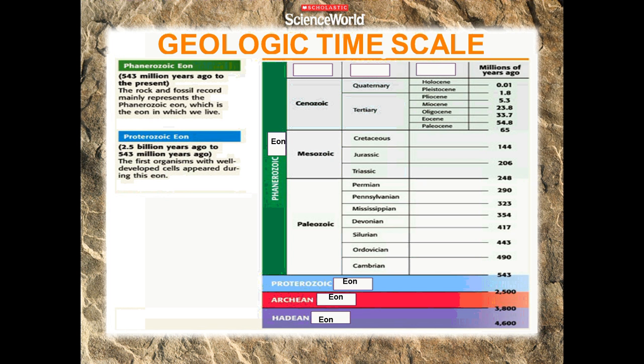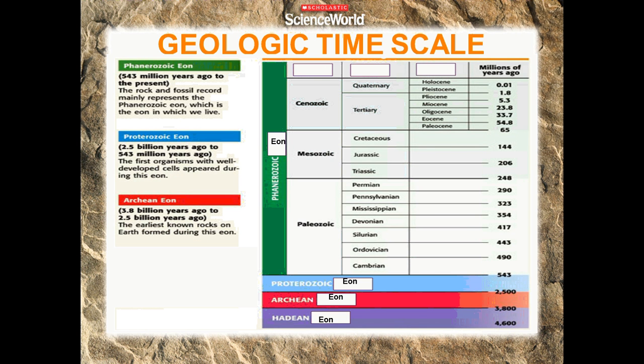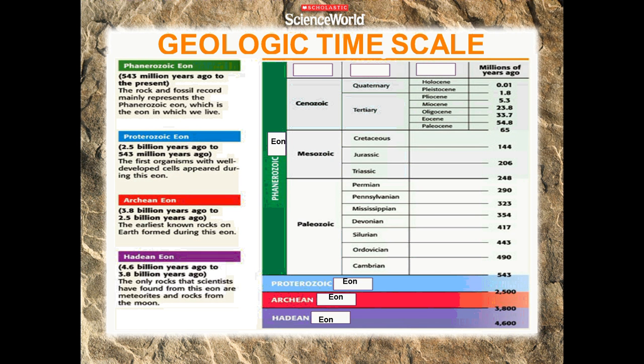And you have the Proterozoic eon, where the first organisms with well-developed cells appear. The Archean eon is the one where the earliest known rocks on Earth formed. And then the Hadean eon, the only rocks that scientists have found from this eon are meteorites and rocks from the moon. So that dates way back to the beginning of the Earth, because it is said that our Earth is 4.6 billion years old.